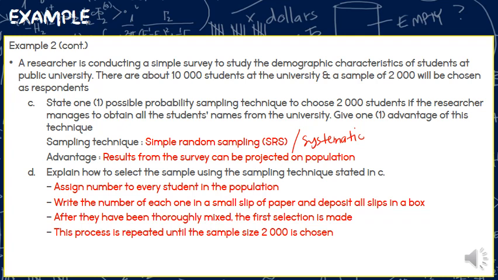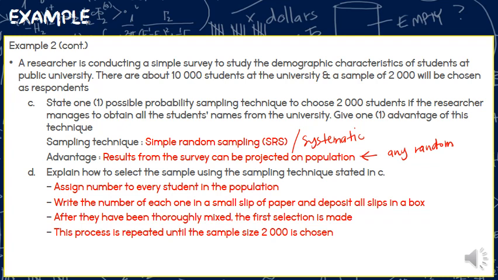Apa advantage kalau pakai SRS? Result from the survey can be projected on the population. And advantage ini awak boleh pakai untuk any random sampling. Awak pakai advantage ni untuk SRS boleh, systematic boleh, stratified sampling pun boleh, cluster sampling pun boleh. So, this advantage is applicable untuk semua sampling teknik yang random. Okay? Sorry, untuk random sampling teknik.